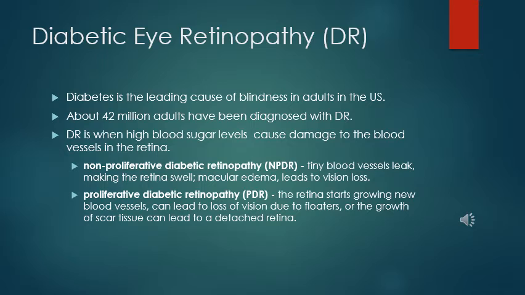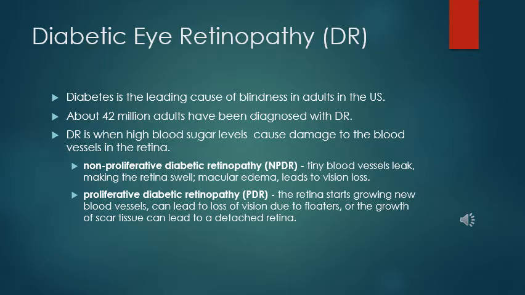Diabetes is the leading cause of blindness in adults within the United States. About 42 million adults have been diagnosed with diabetic retinopathy. This eye disease occurs when high blood sugar levels cause damage to the blood vessels in the retina.